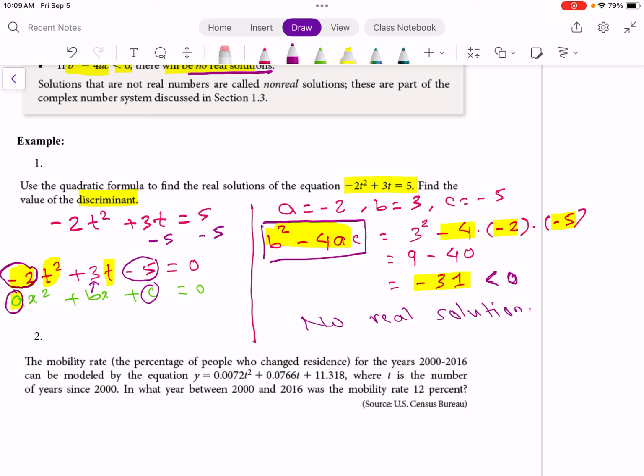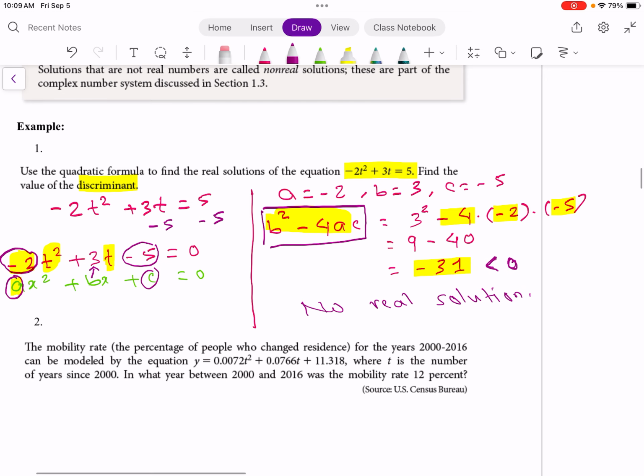But it does have a solution. We will call it a complex solution. Okay, and we'll talk about complex numbers in our next section. But here we are trying to find the real solution. Since the discriminant is less than 0, there is no real solution. Okay, any question on this example? Okay, now let's go to the next one.